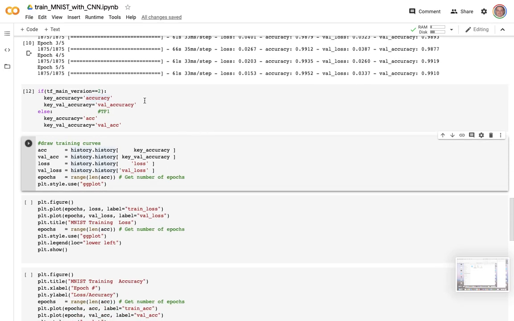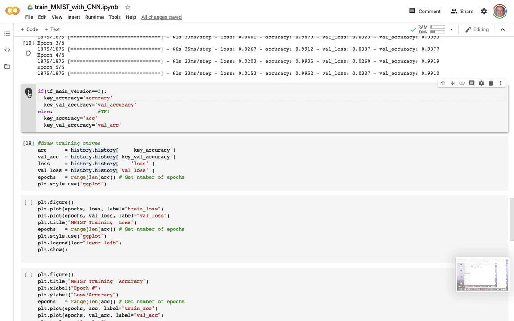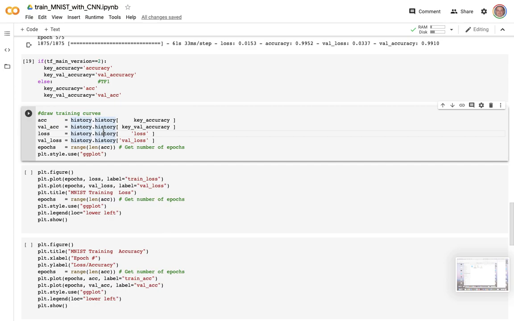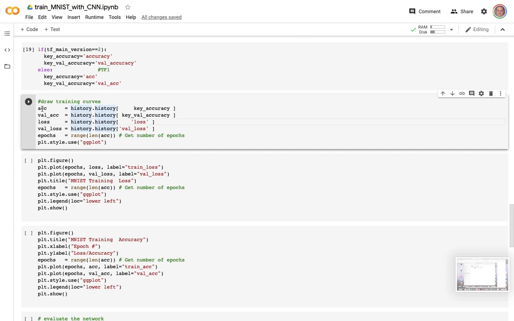The next thing we will do is get the accuracy key, as it differs whether you are using TensorFlow 2 or a previous version. So this is just a very simple way to find the correct key for accuracy. Now we need to get to know what was happening during our training. So this is the way to get the accuracy history, what happened during the 5 epochs: accuracy of the training, validation accuracy, loss and the validation loss, so that we will be able to draw the curves.